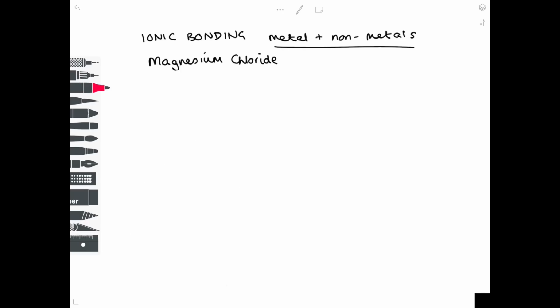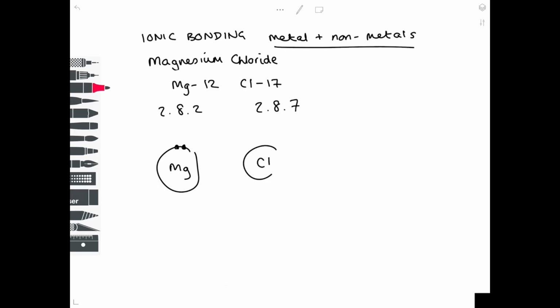Let's look at a different example now, which is magnesium chloride. So magnesium still has an atomic number of 12. Chlorine has an atomic number of 17. So drawing out their electronic configurations again. You can see, to be honest, the outer shell electrons from the group number. So it's up to you which way you do it. So magnesium again, 2 electrons. Chlorine has 7 electrons in its outer shell.